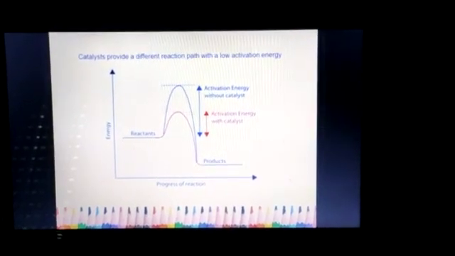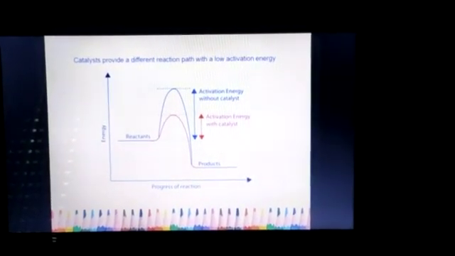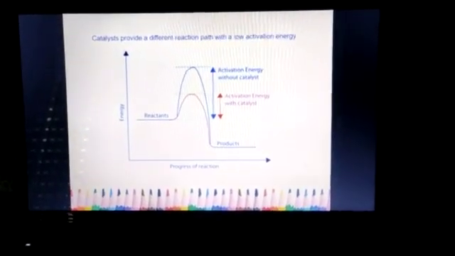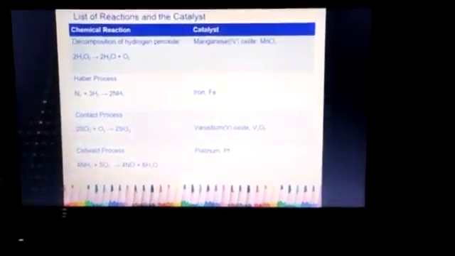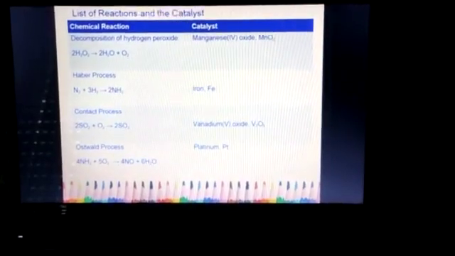Catalysts provide a different reaction path with low activation energy. As we mentioned in the previous lessons, the activation energy is the energy that is used for a reaction to happen. List of the reactions with a catalyst. We have here some examples.